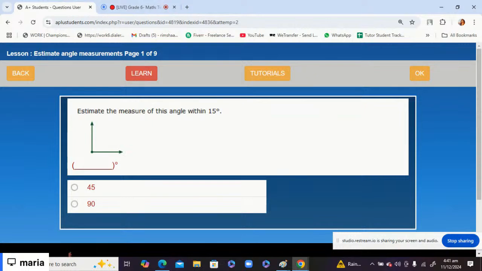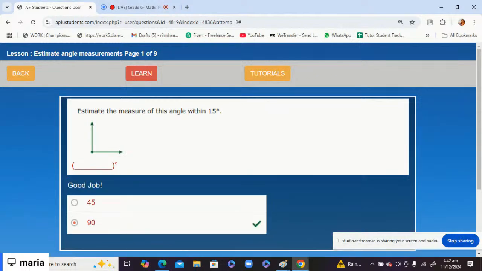So estimate the measure of the angle within 15 degrees. So what angle is this? Two lines exactly perpendicular with each other. So it's 1 by third of 90, 1 by 2 of 90, or it's the complete 90. Everyone tell me in the chat, I'm waiting. It's basically 90 degrees. Okay. This is the right option. Okay.